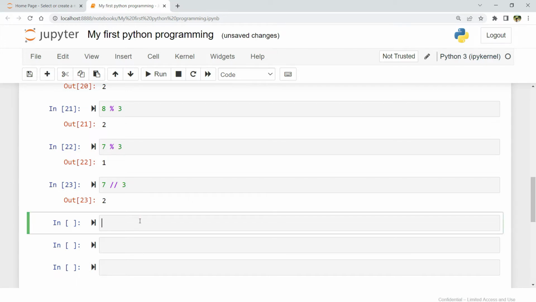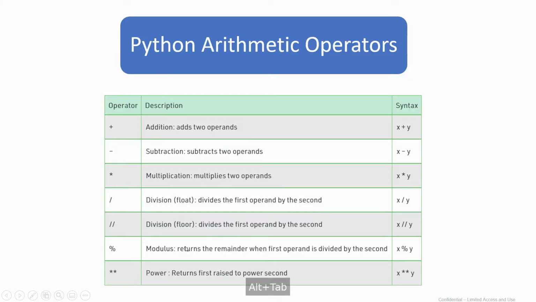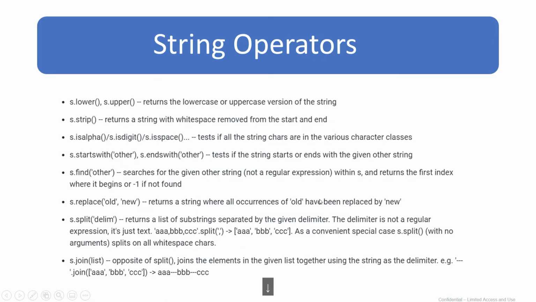So these are the very basic arithmetic operations that we have in Python, and now we will go to string operations. In strings we have many operations and a lot more as well, but these are the very common and most popular functions that we can use.